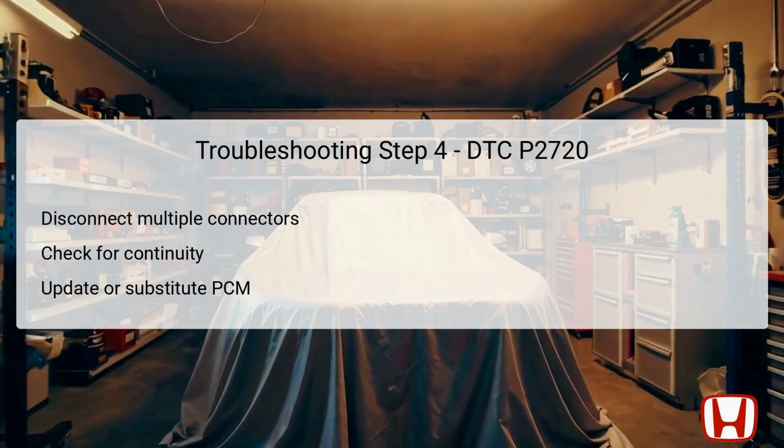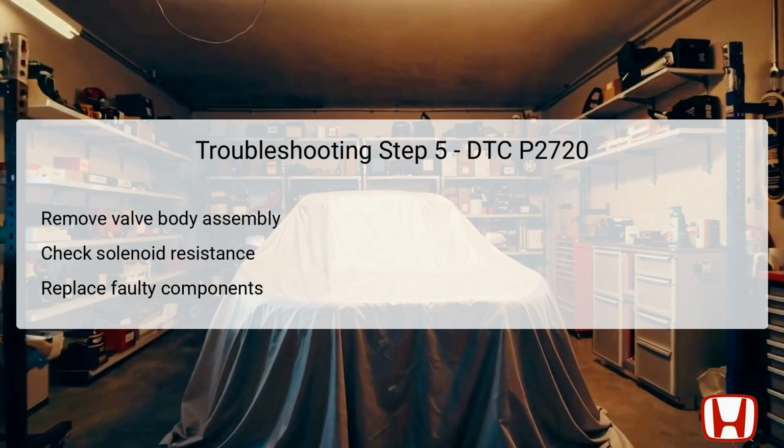If DTC P2720 resolves following these updates or substitutions, the issue is complete. If not, further investigation into the wire connections may be necessary. In the final troubleshooting step, focus shifts to assessing the CVT lockup clutch control solenoid valve's integrity. Begin by removing the valve body assembly from the vehicle, ensuring that all components are handled with care to prevent unnecessary damage. Once removed, disconnect the 2-pin connector from the solenoid valve.